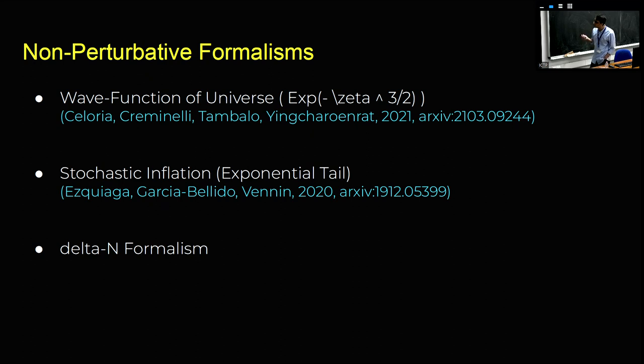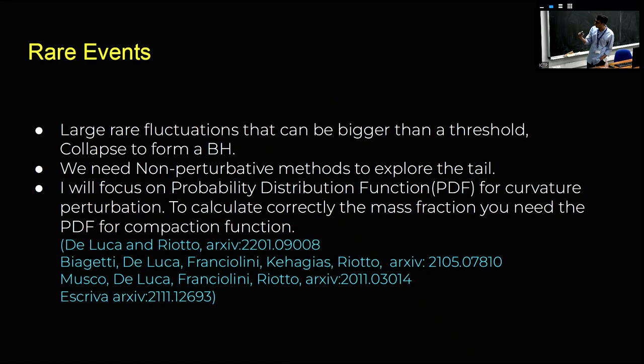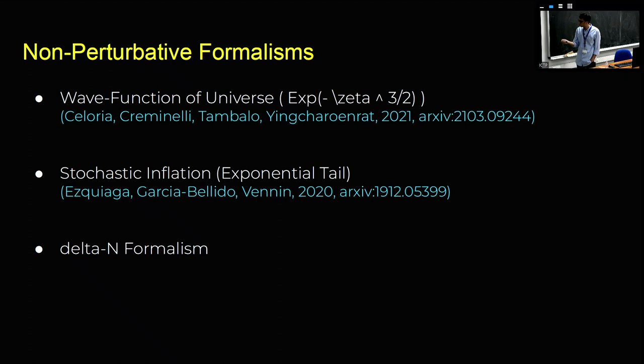Some non-perturbative formalisms were introduced to explore the tail, such as stochastic inflation, where in this paper they showed that the stochastic effects lead to an exponential tail for the PDF of the curvature perturbation. Or in this paper, the first bullet point, with some quantum interaction and writing down the wave function of the universe non-perturbatively, we have this behavior for the tail of the distribution.